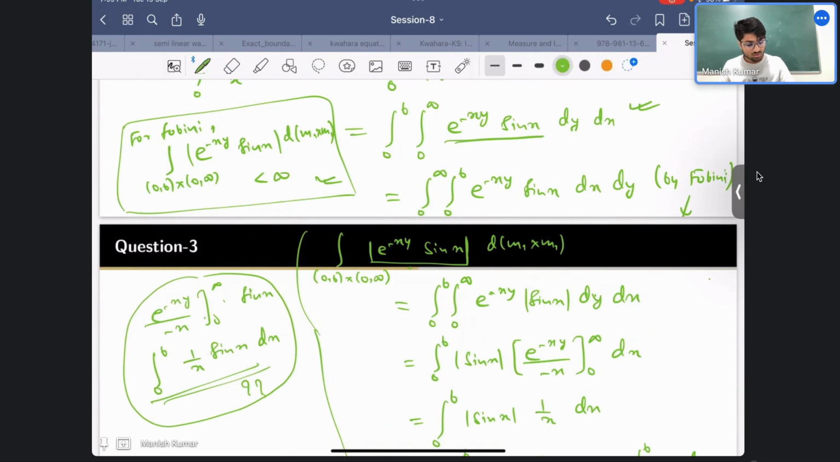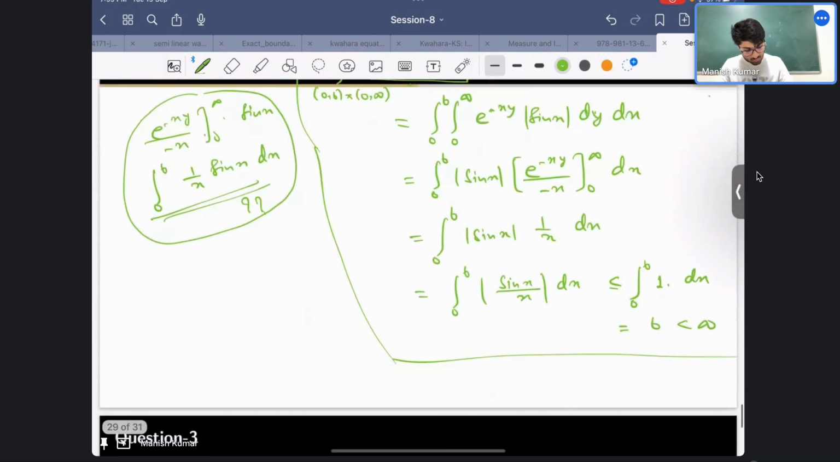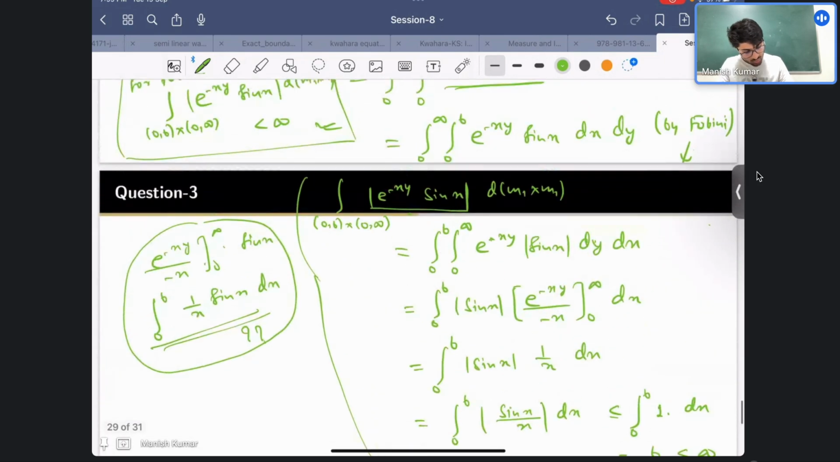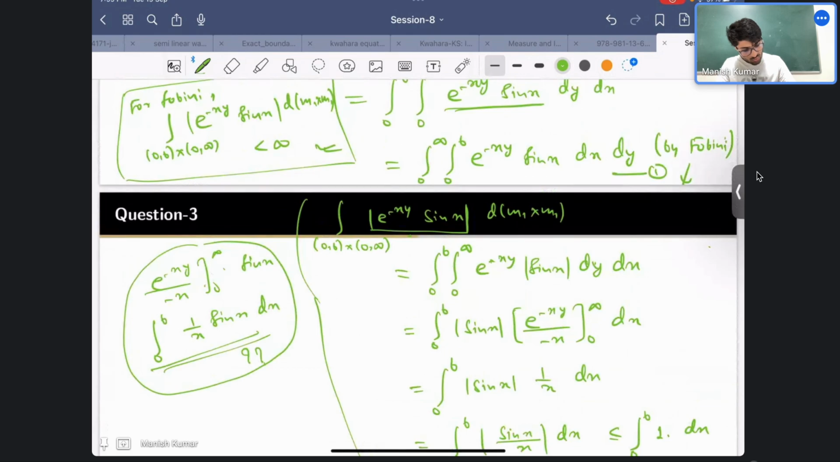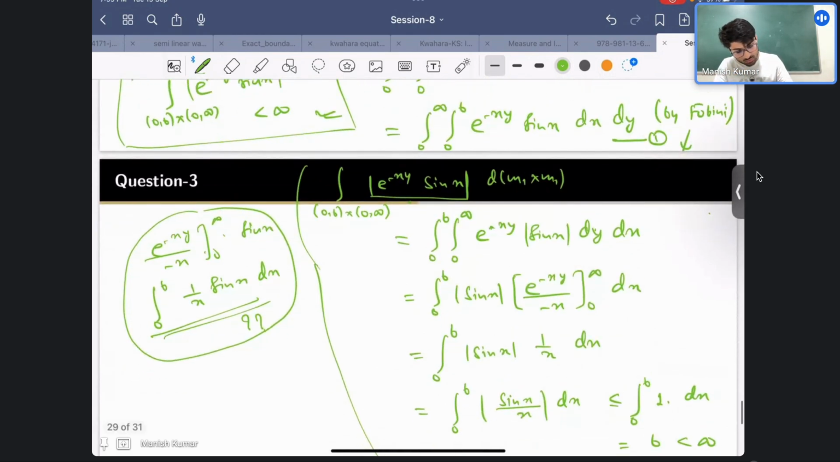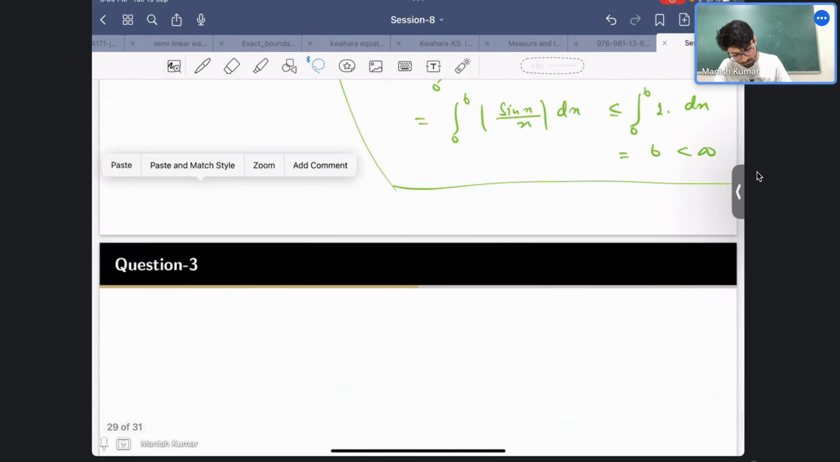Okay, so now let us see what this will be. Okay, so our goal, let me mark this 1. Okay, so we have to evaluate this integral. Okay. So let us first see this integral. Okay, this one.